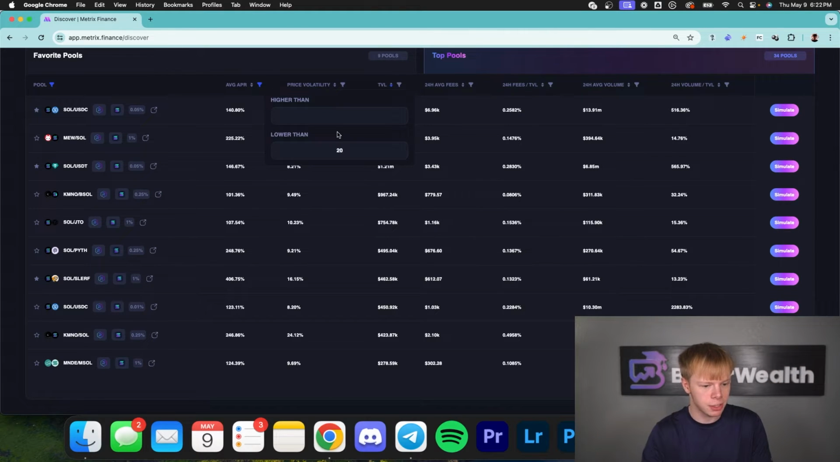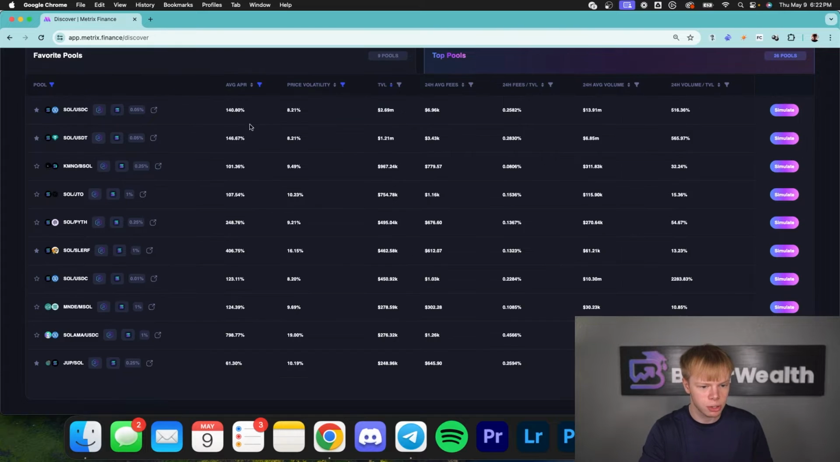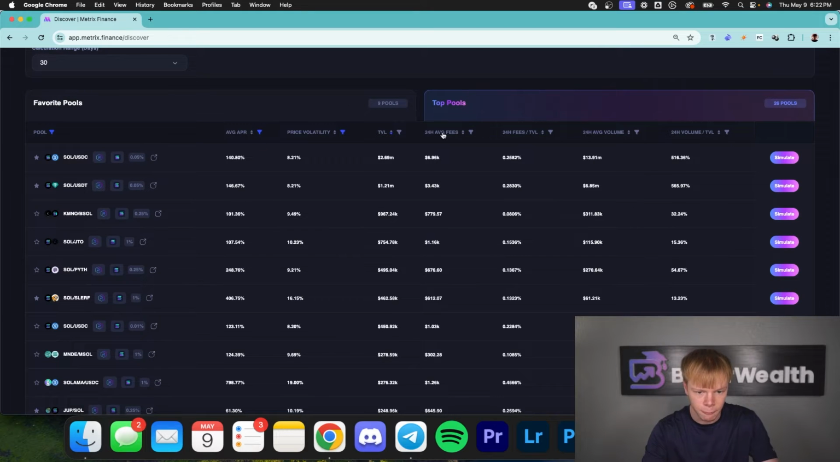I want to look at stuff that has a lower volatility than 20%, so I'm going to go ahead and put my price volatility at lower than 20% over here. That's going to narrow it down to about 26 different pools.